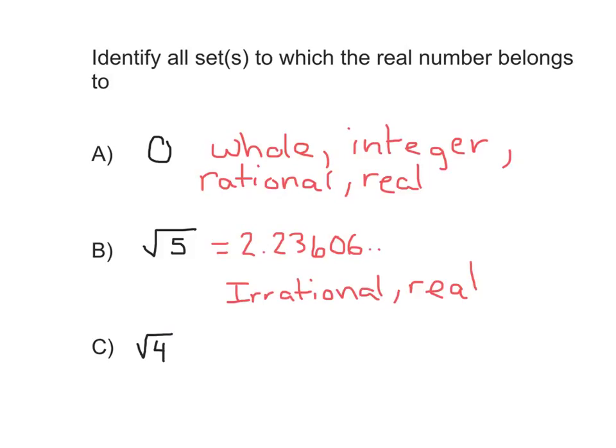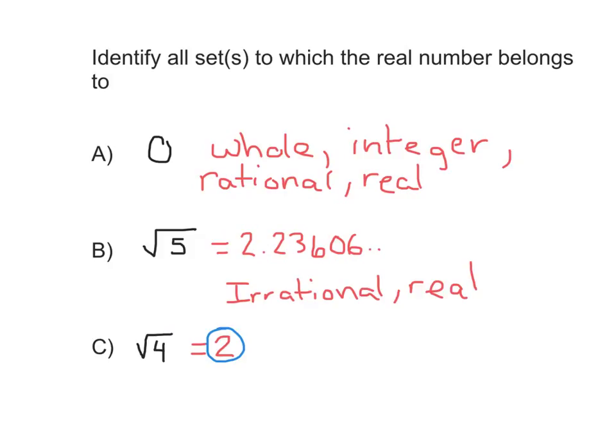Now C is not meant to confuse you. Some students say, oh, it's a square root, so it has to be irrational. That would be a misconception. That would be false. You always want to simplify the number, or see if you can. So do it in your mind or do it on a calculator. If you simplify square root of 4, it turns into 2. This is now the number that we look at.